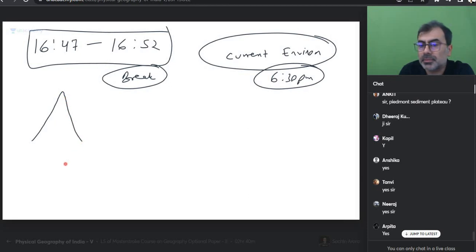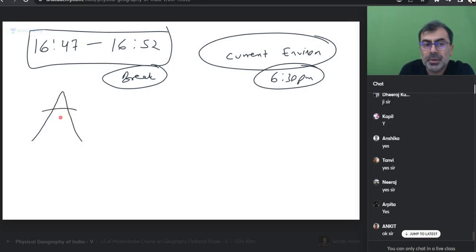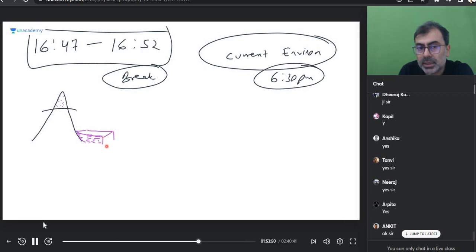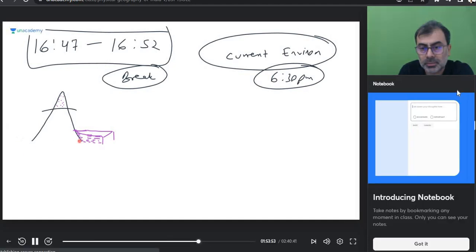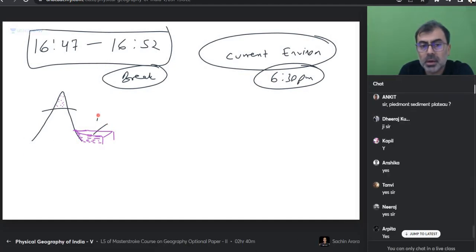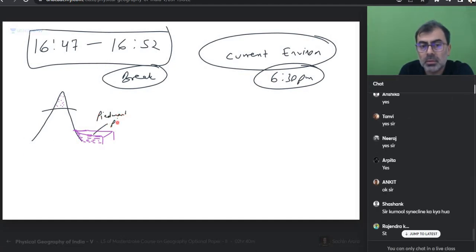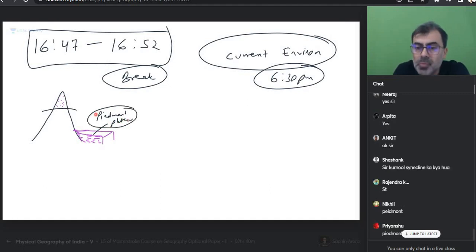This is the mountain. See that? This got eroded. The sediments came here. One layer, two layer, three layer, four layer, five layer. All these sediments came here. They got deposited. And today, this is an elevated area. What do we call this? Piedmont plateau.